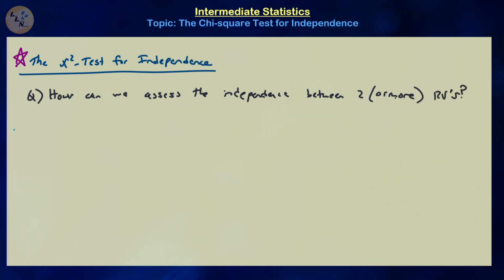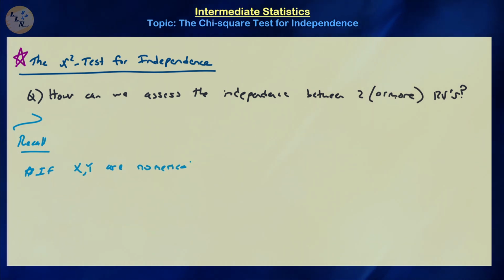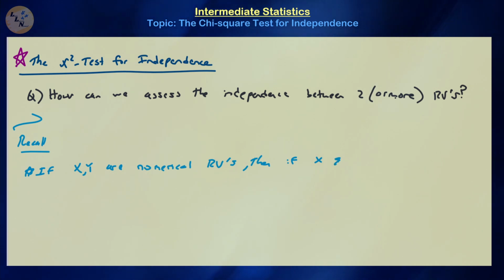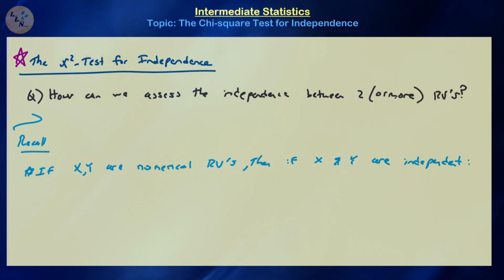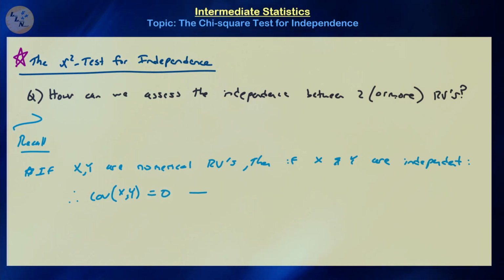So let's recall a couple things from basic statistics that we definitely should know in order to conduct this conversation. Firstly, if x and y are numerical random variables, so not categorical, and if x and y are independent, then a few things are going to hold. Then the covariance between x and y is going to be equal to 0. And remember, the covariance is equal to 0 if and only if the product moment between x and y is equal to the product of their first moments, the expected value of x and the expected value of y.